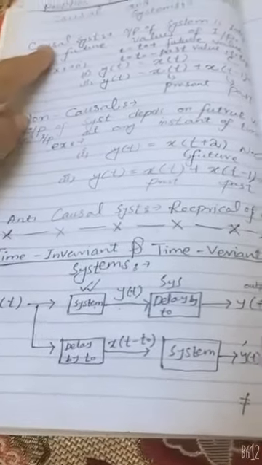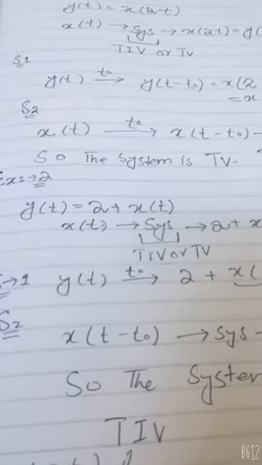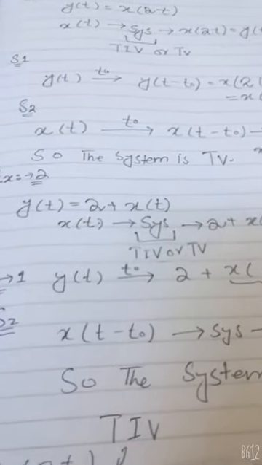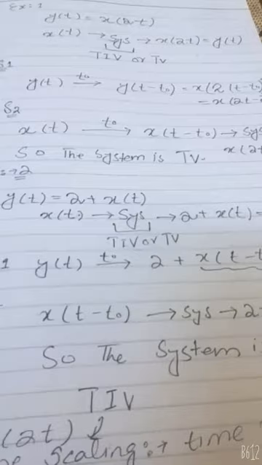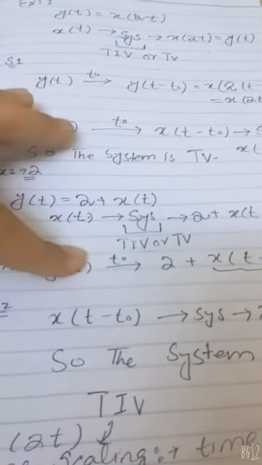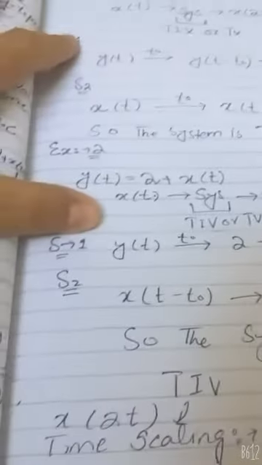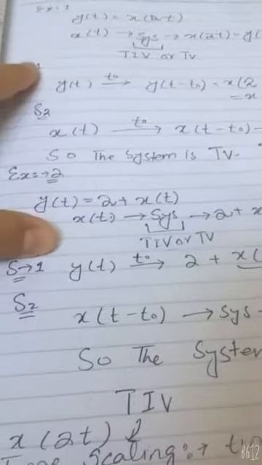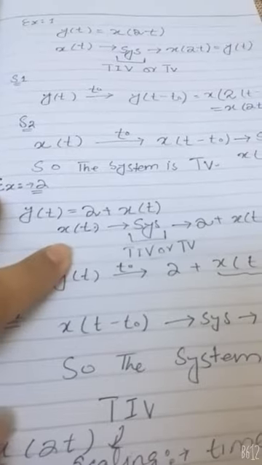In the previous video we explained time invariant and time variant systems. We have an example of a time invariant and time variant system, which is y of t equal to 2 plus x of t. In this example we check the property of time variant and time invariant systems. We follow the procedure steps from the diagram which we defined in the previous video. So here the example is y of t equal to 2 plus x of t, and we follow the steps.